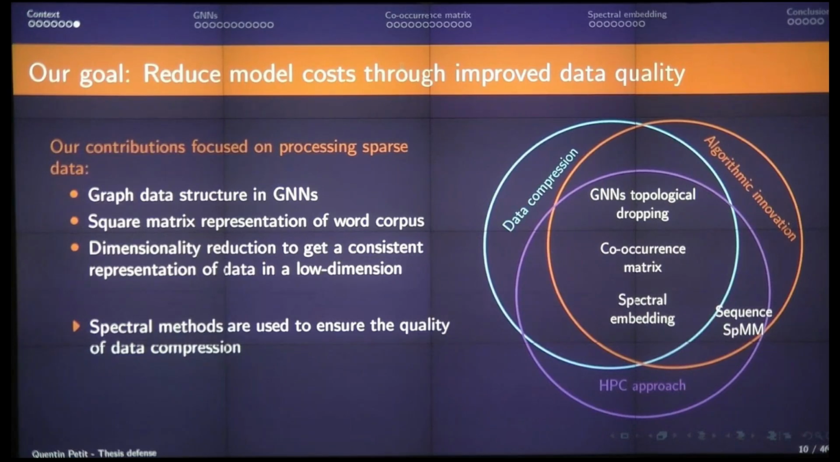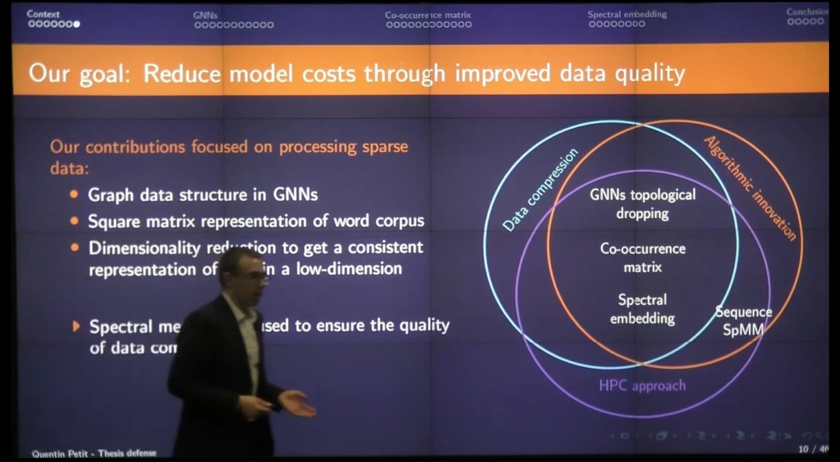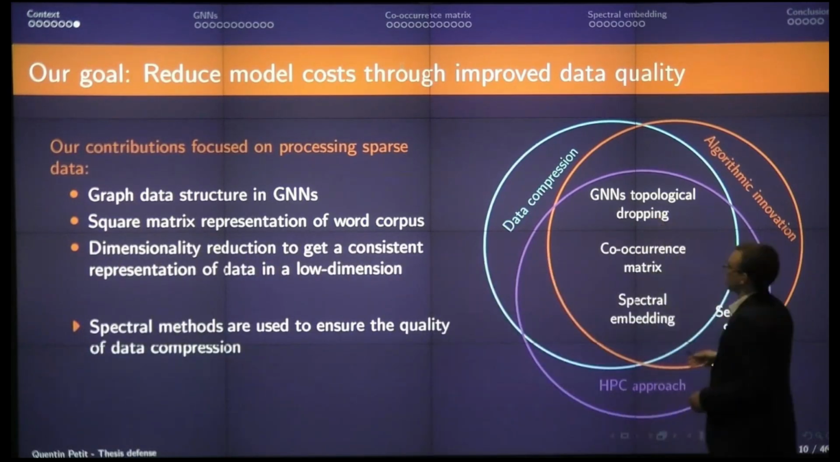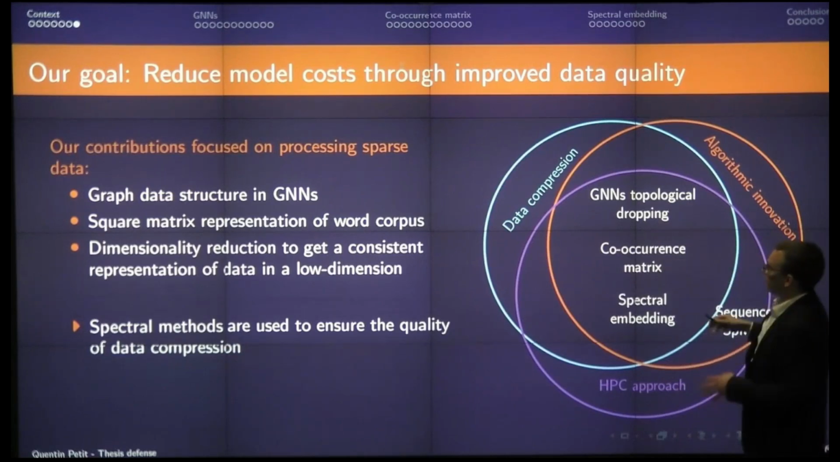that uses a dimensionality reduction method to make a projection of data in a low dimension. And for each of these parts, we use a spectral method to ensure the quality of the data reduction. So I put my different contributions here, and this is at the cross of these three main domains.